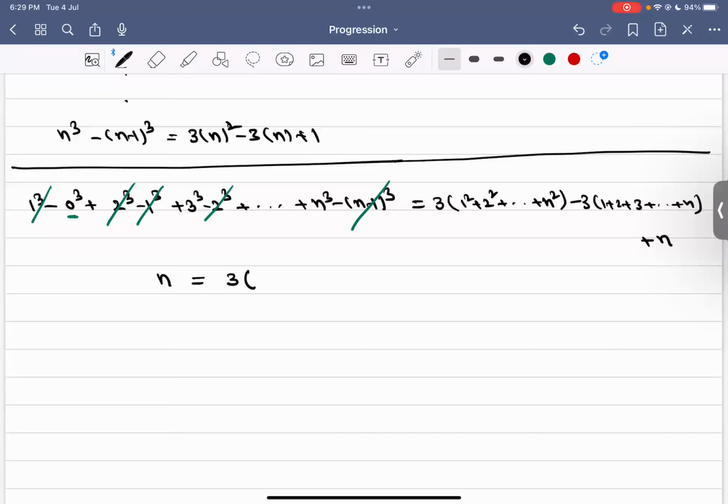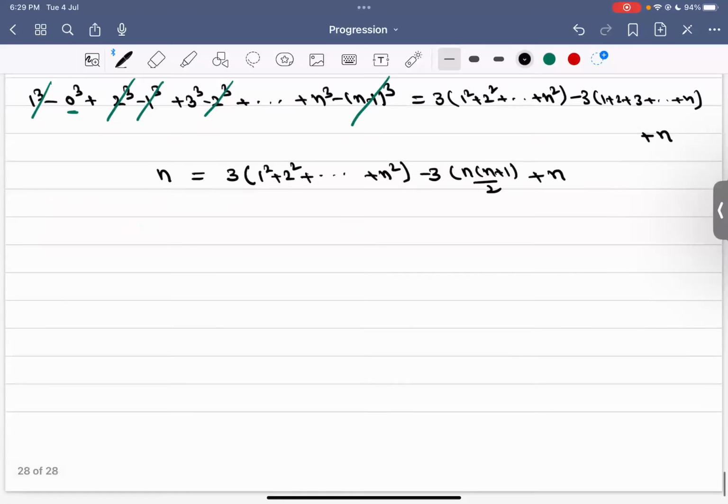That is, 1 square plus 2 square plus 3 square etc. This is our requirement. Minus 3 into, this is the sum of n natural numbers, 1 plus 2 plus 3 etc. So that is n into n plus 1 by 2, plus n as it is. So our requirement is what? This one, 1 square plus 2 square plus 3 square etc., the sum of the squares of n natural numbers. So to get our requirement is this one.